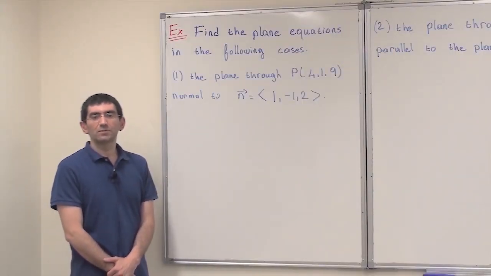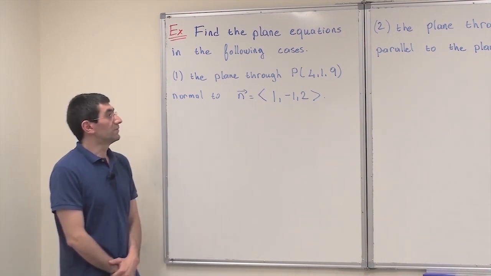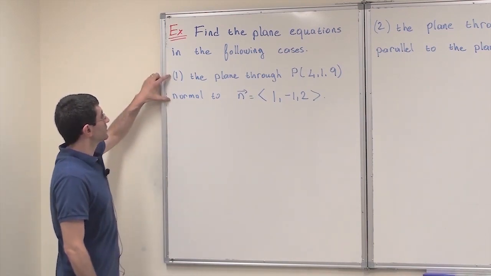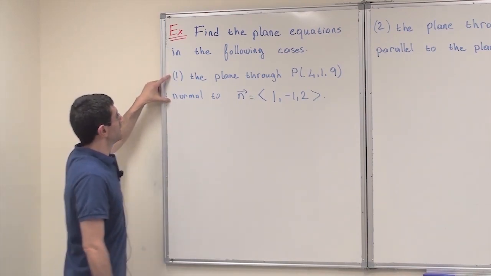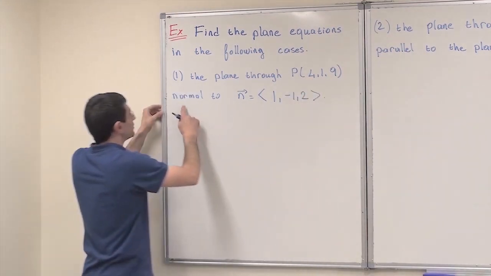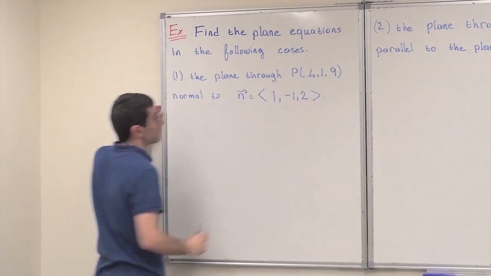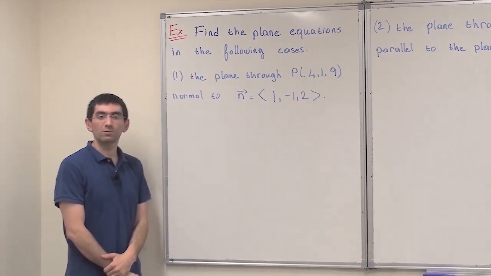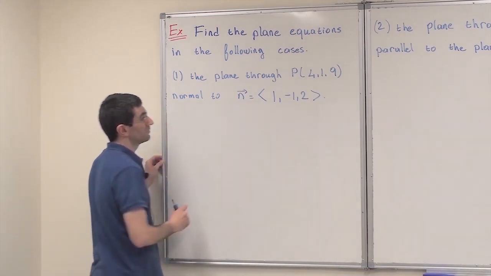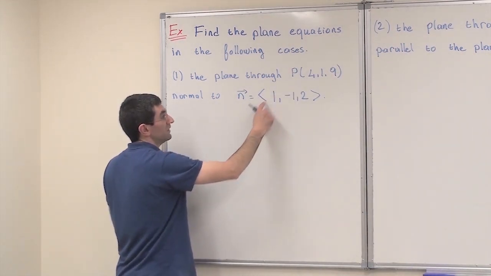Now that we have seen how to find a plane equation, let's do some exercises about finding plane equations in different cases. In this first question, we want to find the plane through the point P(4, 1, 9), which is normal to the vector (1, -1, 2). If you remember, what we need for a plane equation is a point and a vector normal to the plane.